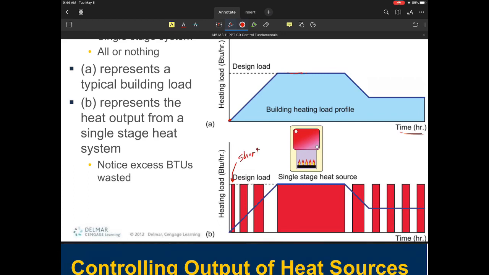What I want you to recognize is that once I start establishing a little bit of load, the length of time that the boiler will need to run will be shorter. So that's a short on time. You'll notice the width of these lines start to become a little bit bigger. That means the on time is a little bit bigger.